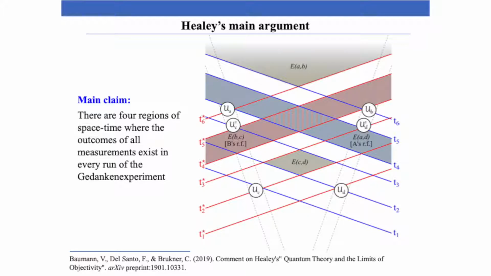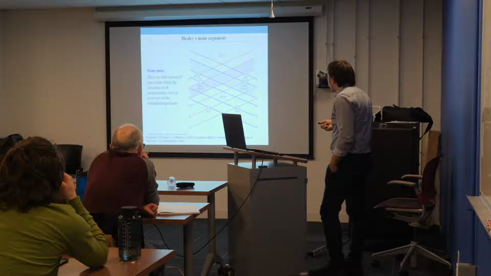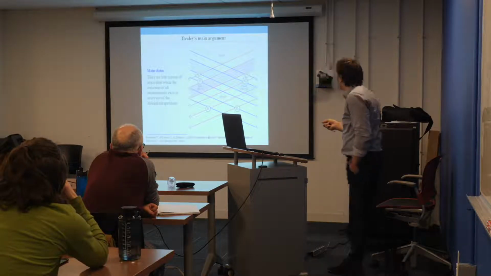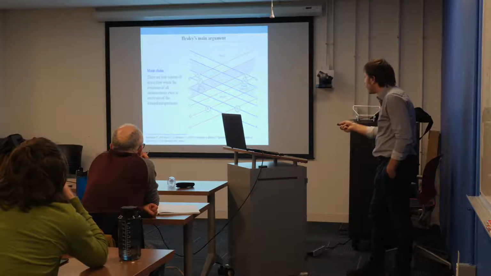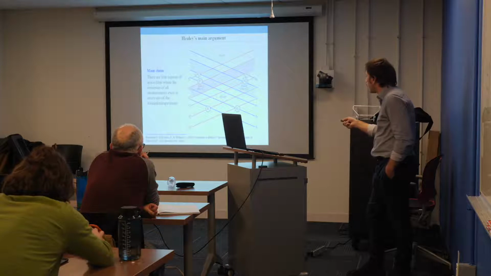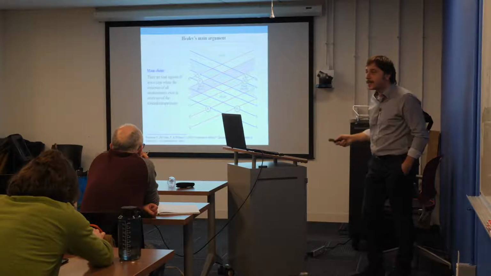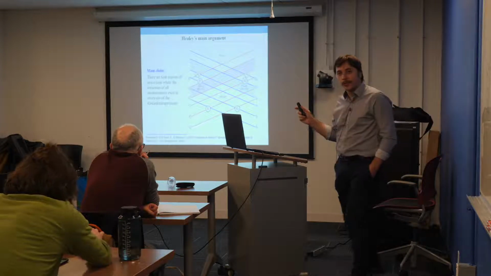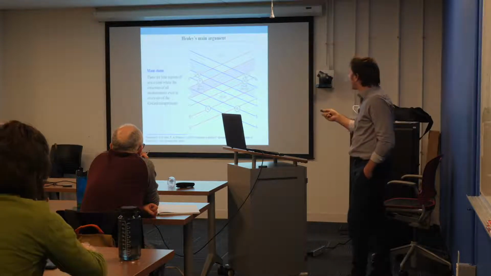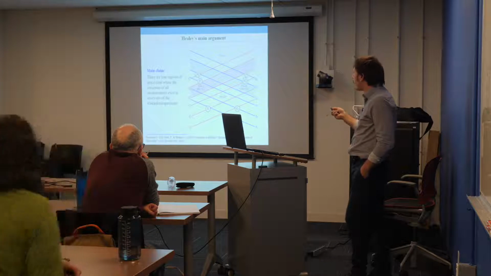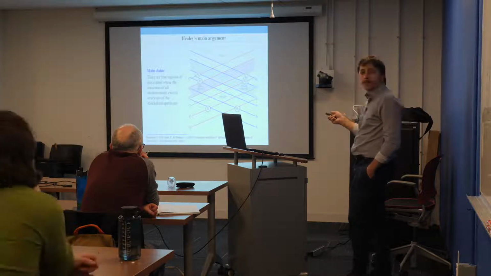So his main claim, the merit that he gives to the argument, and I understand, is that there exist four regions of space-time. This place here where CD exists, these two stripes here where the outcome exists, yet only in two different reference frames, never in the same, and these are the regions where both outcomes of A and B exist.